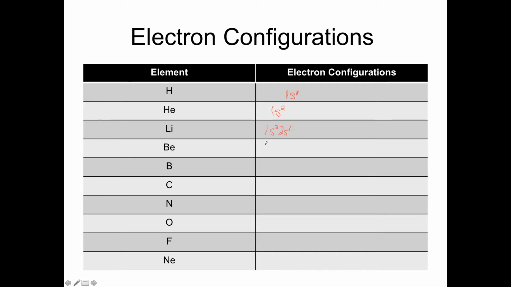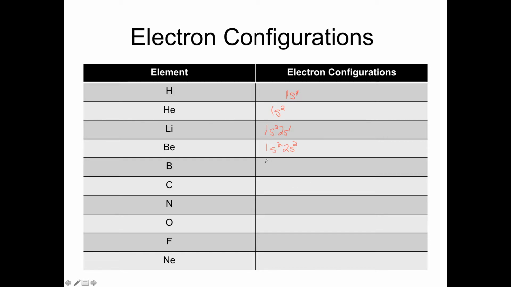Let's try beryllium. Beryllium is 1s2, then 2s2. 1s, because you have to start off there. You go through them both. Then you go to 2s, and then it's the second one over. 2 plus 2 is 4. Beryllium is 4 on the periodic table.